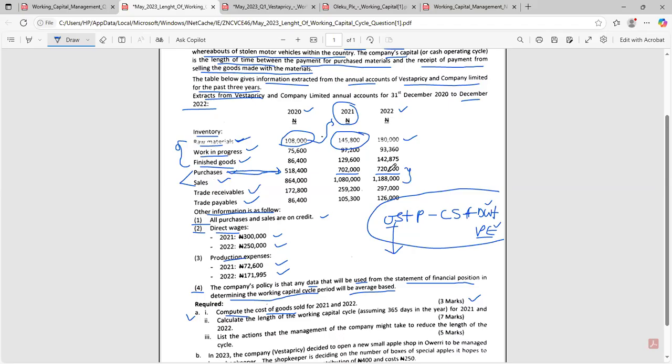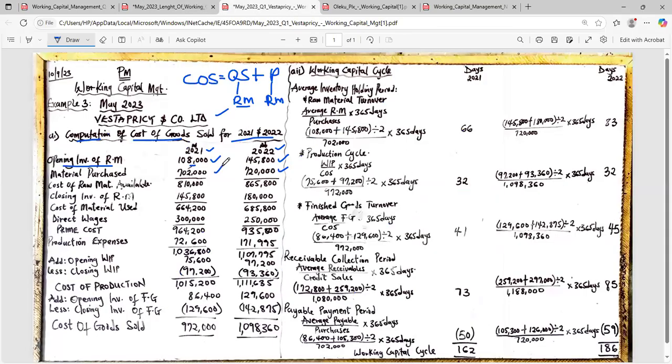The only things that are opening and closing are balance sheet figures. Anything outside balance sheet figures, which is profit and loss figures, they are the actual figures for that year. There is nothing like opening or closing for profit and loss account figures. I hope I'm making sense. That is why I'm picking the exact 702 for 2021 and 720 for 2022. That's what we have here.